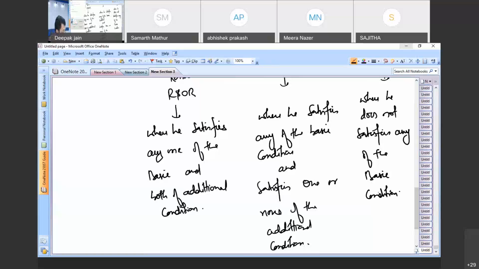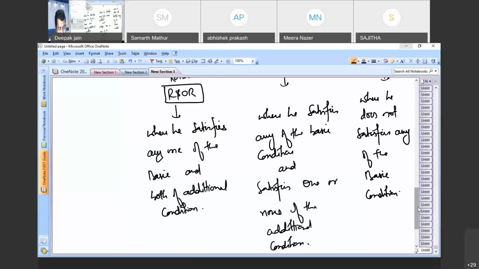So please make it fast. Individual R and OR: when he satisfies any one of the basic conditions and both of the additional conditions. Individual R and NOR: when he satisfies any one of the basic conditions and one or none of the additional conditions. And when he does not satisfy any one of the basic conditions, then the individual shall be treated as non-resident.